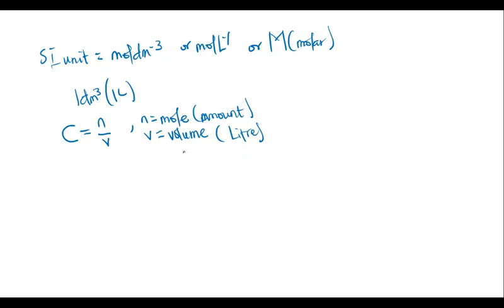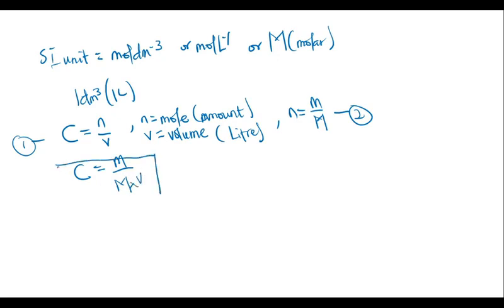All right. Now from here, we know mole can be written as mass over molar mass. So if we substitute this into this as our equation 1, we get our concentration, or amount concentration, to be mass over molar mass multiplied by volume. So this is very important in calculating concentration.